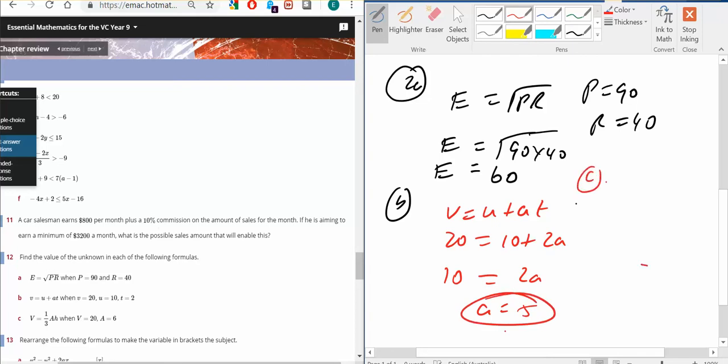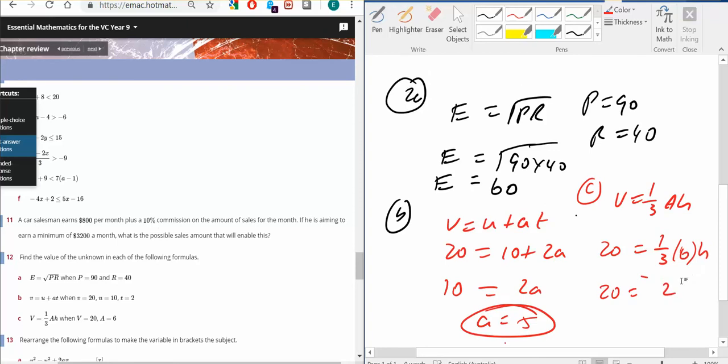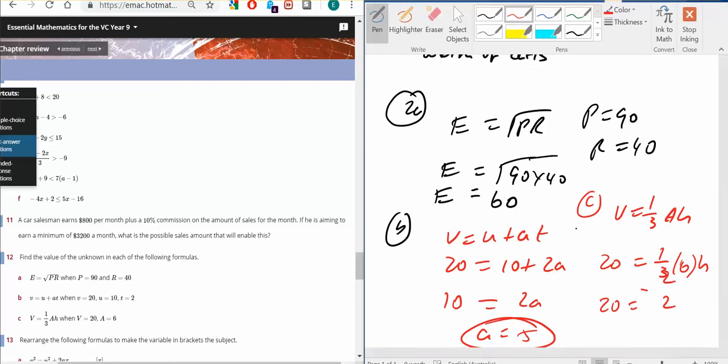For part C, V equals a third AH, V equals 20, A equals 6. So I'll put a 6 here and the H. Now I can simplify this. 6 divided by 3 is 2. So 2H on this side, 2H on this side, and then divide both sides by 2.